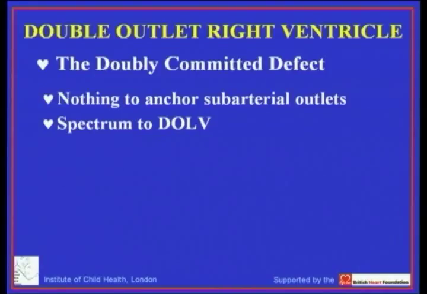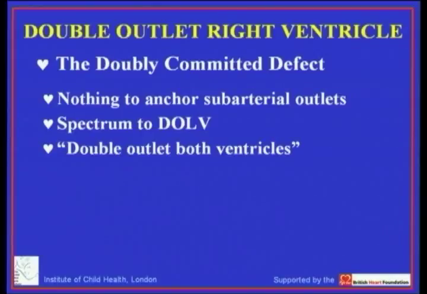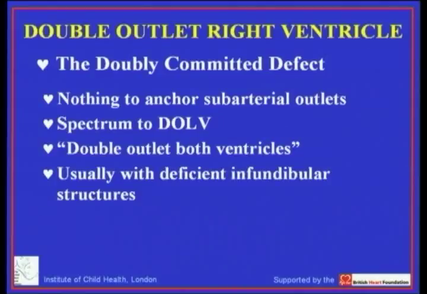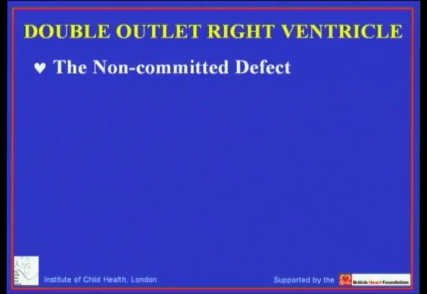And in an important paper written in the early 1980s, the group from Green Lane in New Zealand, Peter Brandt, sadly no longer with us, Sir Brian Barratt-Boyes is also sadly now passed away, said that we should call this double outlet both ventricles. And there is much to commend that approach, because certainly both arterial valves are looking into both of the ventricles. So, if you wish, double outlet both ventricles. And usually this is seen with deficient infundibular structures, not only the muscular outlet septum, but also with fibrous continuity between the aortic valve and the mitral valve.